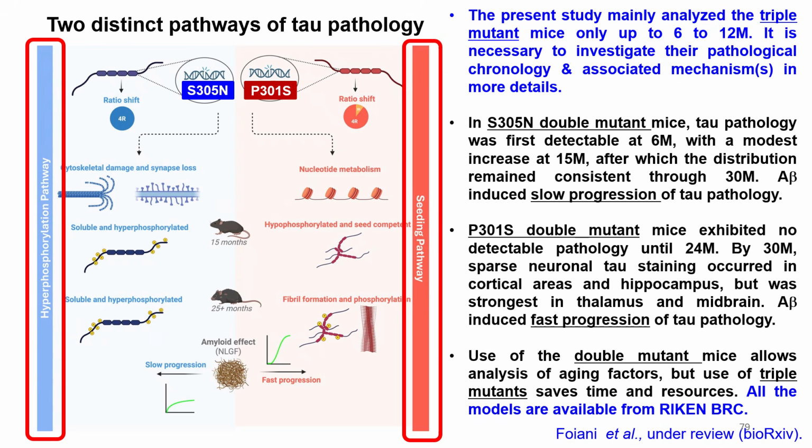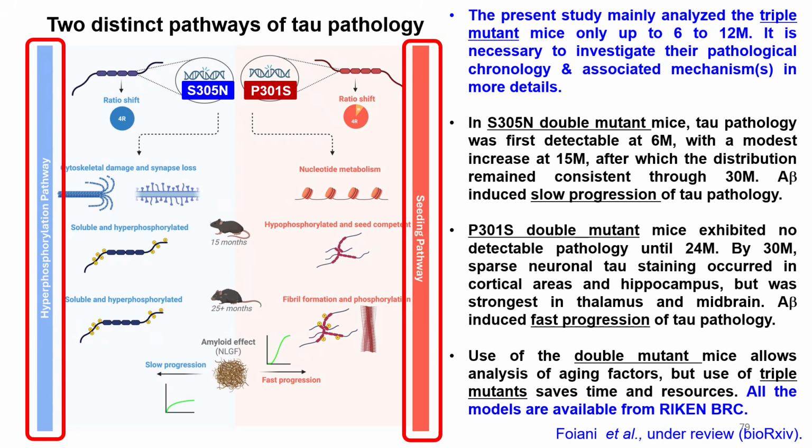P301S double mutant line exhibited no detectable pathology until 24 months. By 30 months, sparse neuronal tau staining occurred in cortical areas and hippocampus, but was strongest in thalamus and midbrain. A-beta-induced fast progression of tau pathology. Therefore, use of the double mutants allows analysis of aging factors, but use of triple mutants saves time and resources. All the models are available from RIKEN BioResource Research Center.